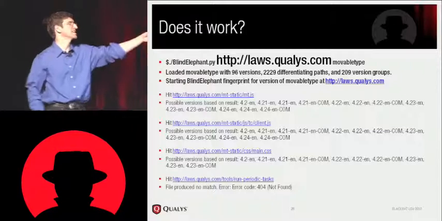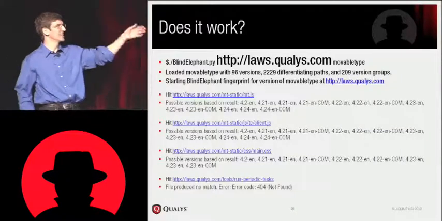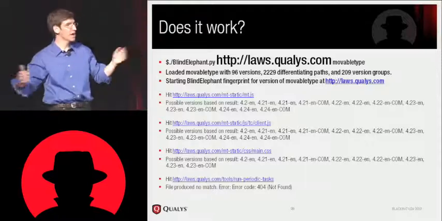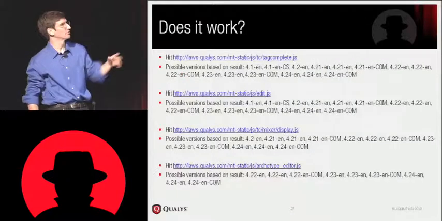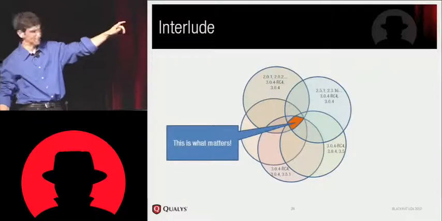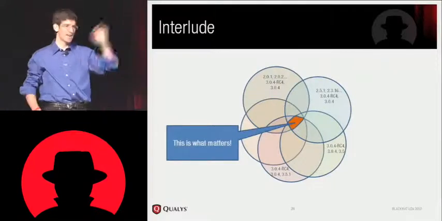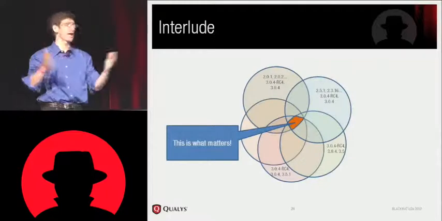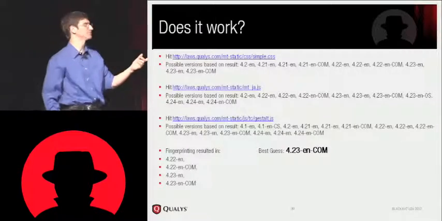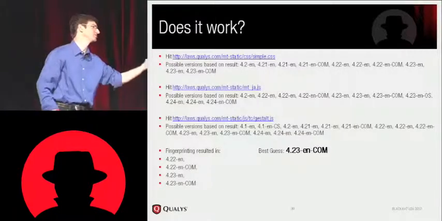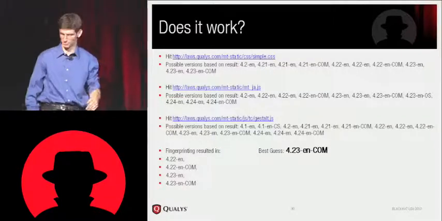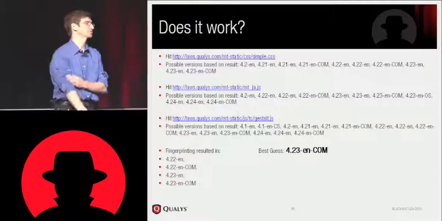So you see mt.js implies this set of versions, client.js implies this set of versions, and those are pretty large sets of versions, larger than I would like to see, but again, the only thing we care about is this inner area. As long as that's small, any of the individual files can post back many, many versions, but we can narrow it down. So if we finish this fingerprint, we get out that fingerprinting resulted in any of the 4.2s or the 4.3, either the regular version or the commercial version. Turns out this is 4.23 commercial, so we're doing all right.